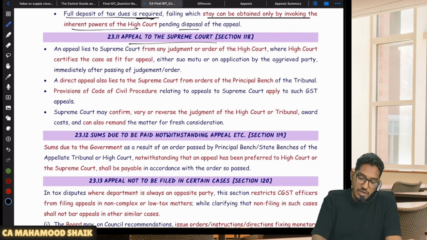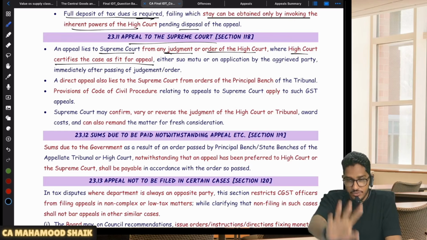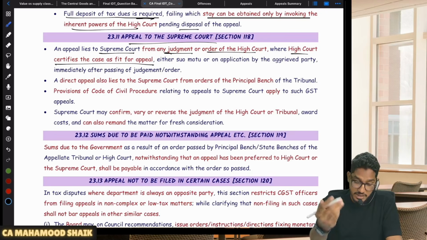Then, an appeal lies to the Supreme Court from any judgment or order of the High Court where the High Court certifies that the case is fit for appeal. The High Court should pass a judgment, and it should also say that, okay, even though we have given judgment, it is fit for appeal to the Supreme Court. You get that fit certificate, then only they will take it up in the Supreme Court.